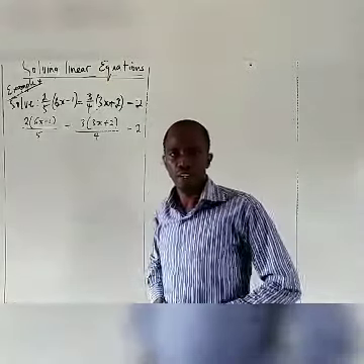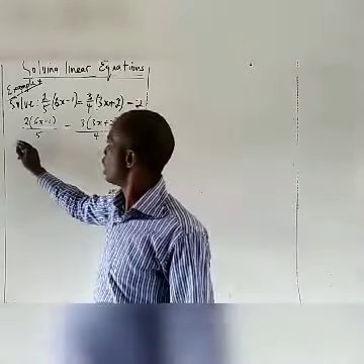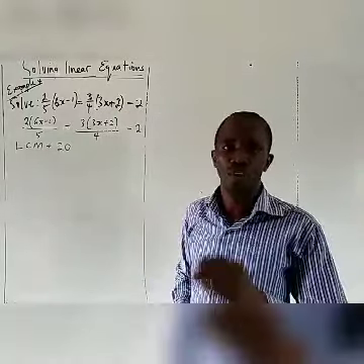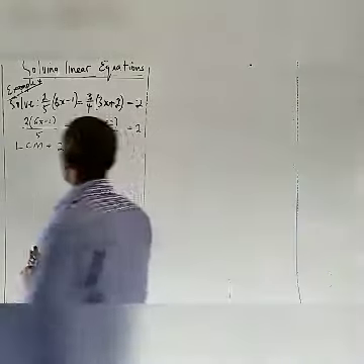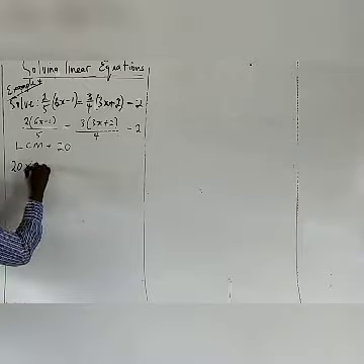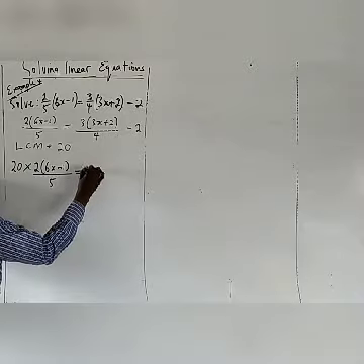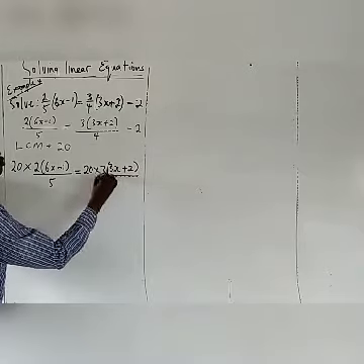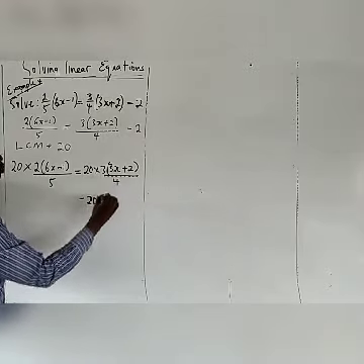Now the denominators here are 5 and 4, and the LCM of 5 and 4 is 20. So our LCM equals 20. So we are going to be multiplying each of the fractions by the LCM, which is 20. So if we do that, we have 20 times the first fraction, 2 into 6x minus 1 all over 5, equals 20 times the second fraction, 3 into 3x plus 2 all over 4. Then minus 20 times the last one, 2.